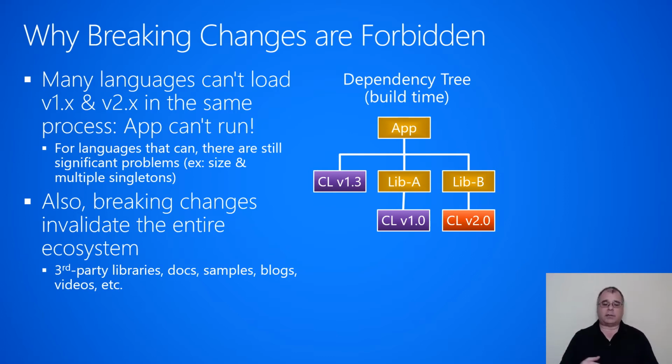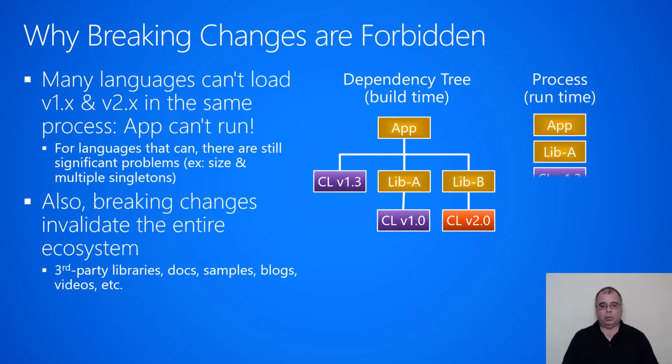But we could assume that client library 2.0 is not backward compatible with version 1.0 because maybe it had some breaking changes in it. Well, this is all fine and this may build perfectly fine, but at runtime, we're going to try to load into a process the app, the library A. And then the app needs client library 1.3 and library A needs client library 1.0. Well, only one of those will be loaded at runtime, and it will be the latest version typically. So that will be client library 1.3.